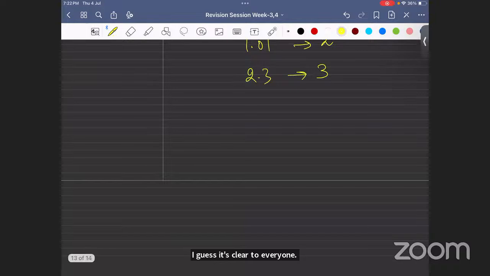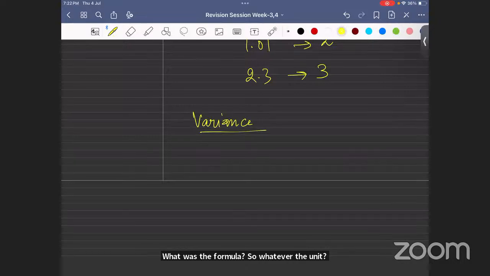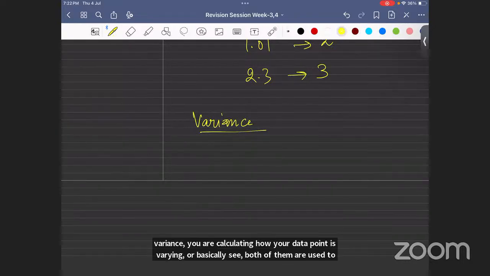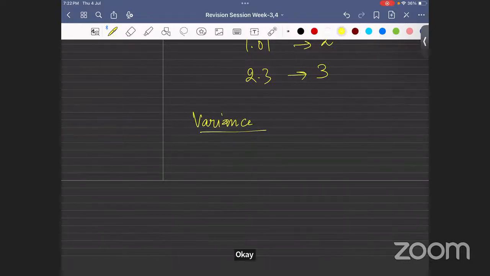Yeah, go ahead. What is the difference between sample standard deviation and sample variance? See, in the variance, you are calculating how your data points are varying. Both of them are used to measure the spread of your data. In the variance, you are just doing the square and then dividing by the number of terms that were present. In the standard deviation, just to negate the unit, you take the square root of the variance to get the standard deviation.